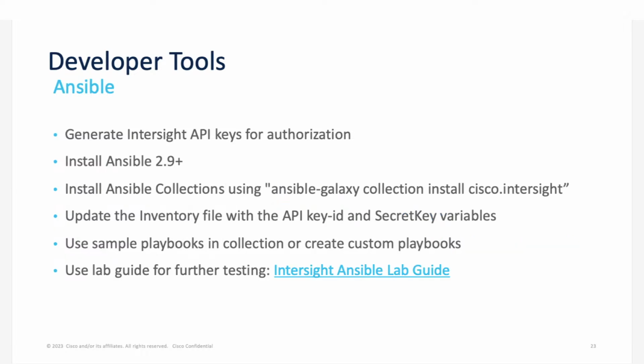To get started with Ansible, again, we need the Intersight API keys for authorization. You need Ansible 2.9 or higher version installed on your computer. The next step is we want to install the Ansible collection using the command ansible-galaxy collection install cisco.intersight. And all you need is to update the inventory file with the API key ID and secret key variables.